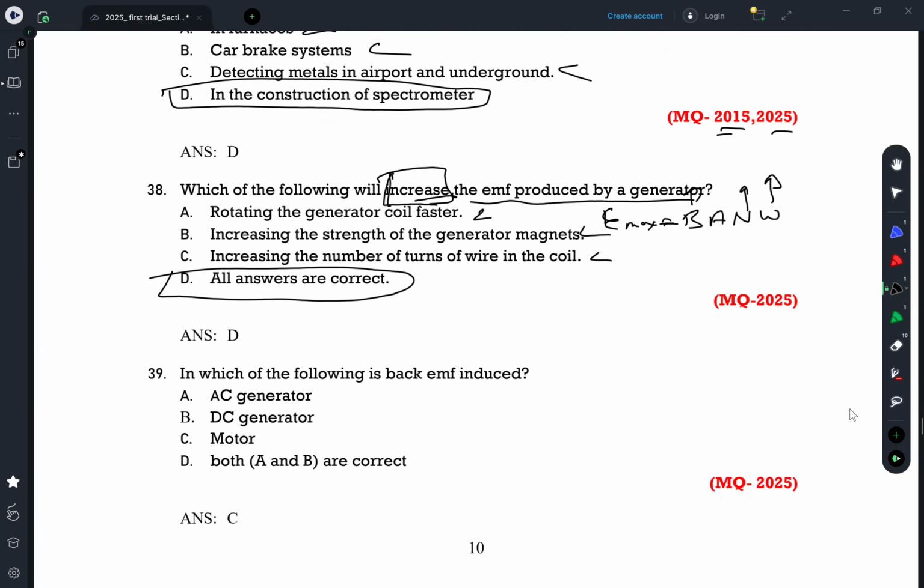In which of the following is back EMF induced? Back EMF is induced in the opposite direction of the applied EMF. You should connect the device to a battery first. After that, you can talk about back EMF. So the device which is connected to a battery only is the motor.